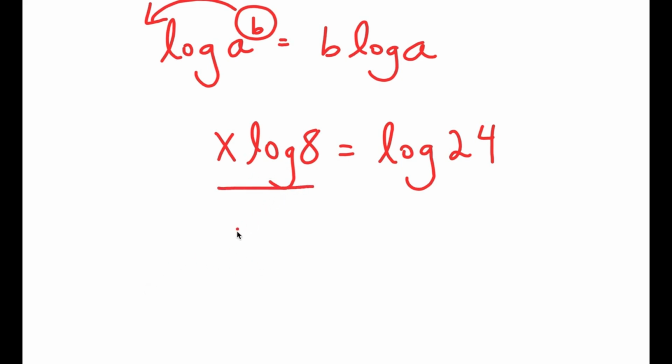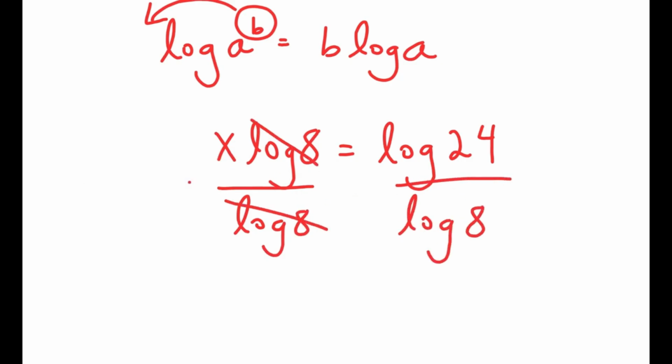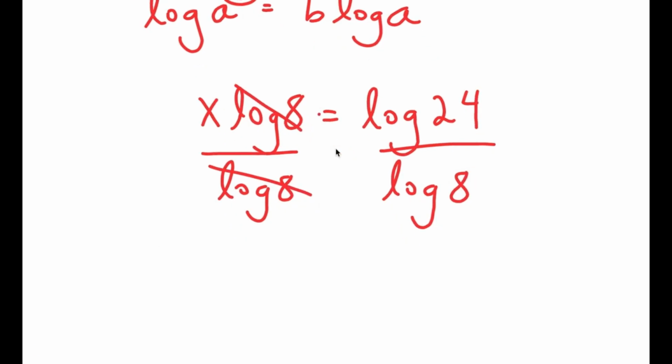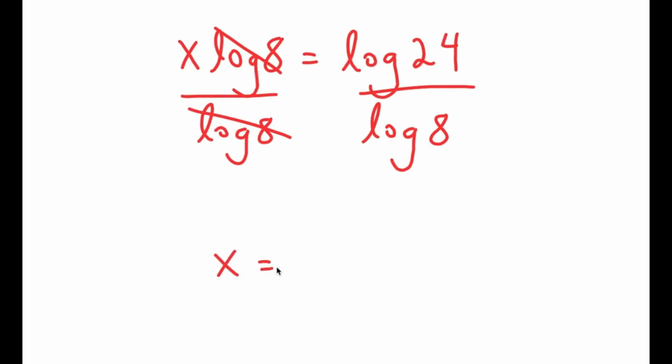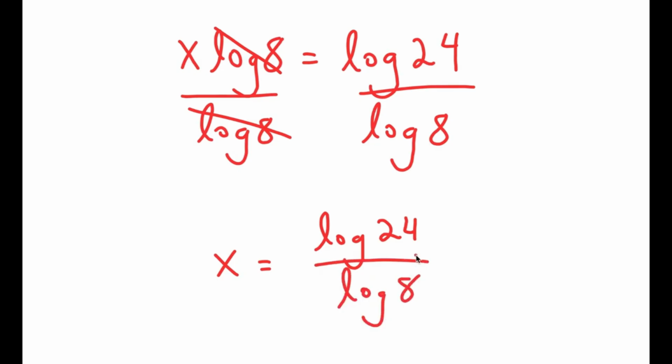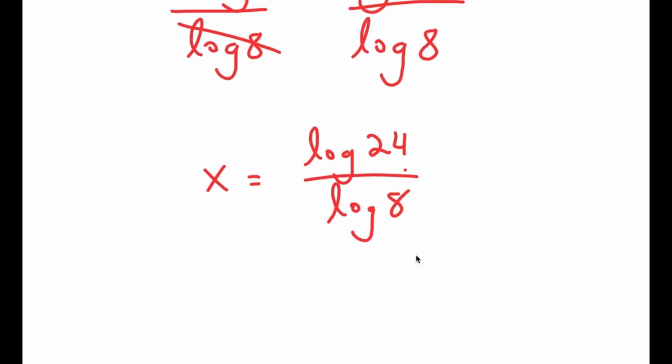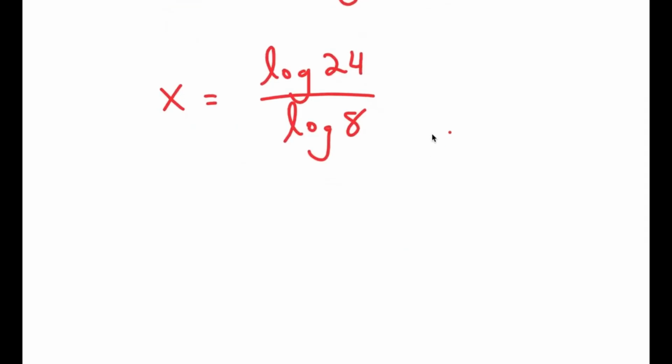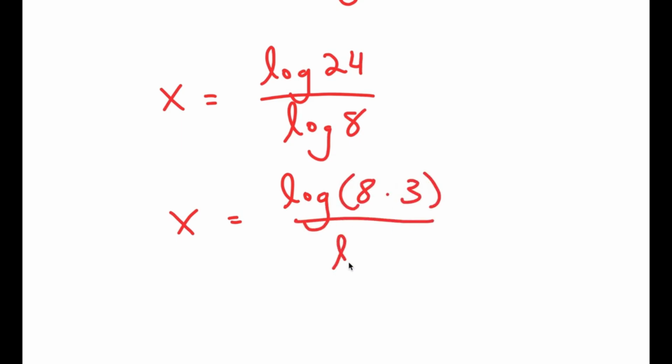Now, I'm going to divide both sides by log 8 because we want to isolate x. So these two cancel out, and I get x is equal to log 24 over log 8. Now, from here, we're going to want to simplify this. So log 24, I'm going to rewrite as log of 8 times 3, and I have this over log of 8.